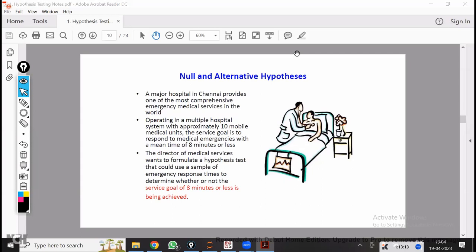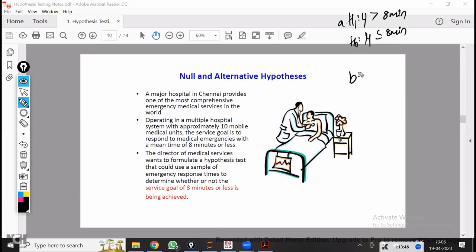When will you take the action, and when will you not take the action? First, according to you, what is the alternate? If it is greater than 8 minutes, action is required, which means this is the alternate. Okay, what is the null? Less than or equal to 8 minutes. Right? This is your option.